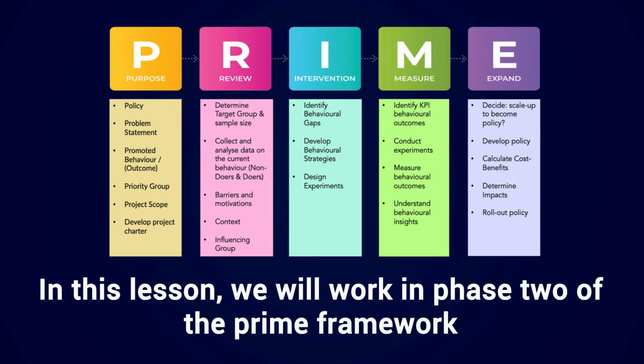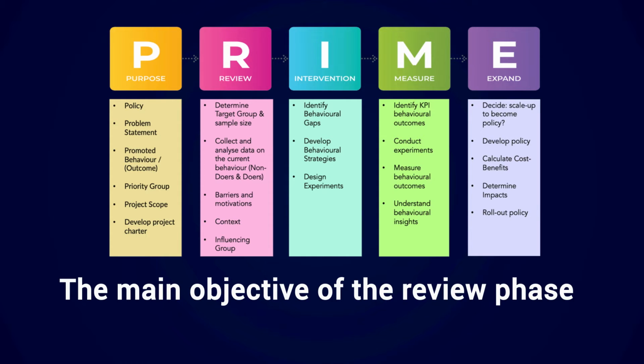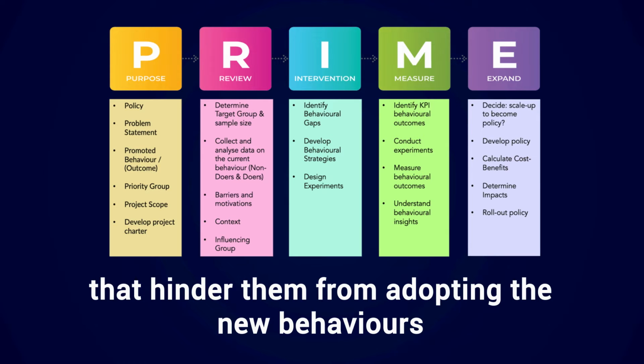In this lesson, we will work in Phase 2 of the PRIME framework, that is, review. The main objective of the review phase is to identify the target group's current behavior and the barriers that hinder them from adopting the new behaviors.